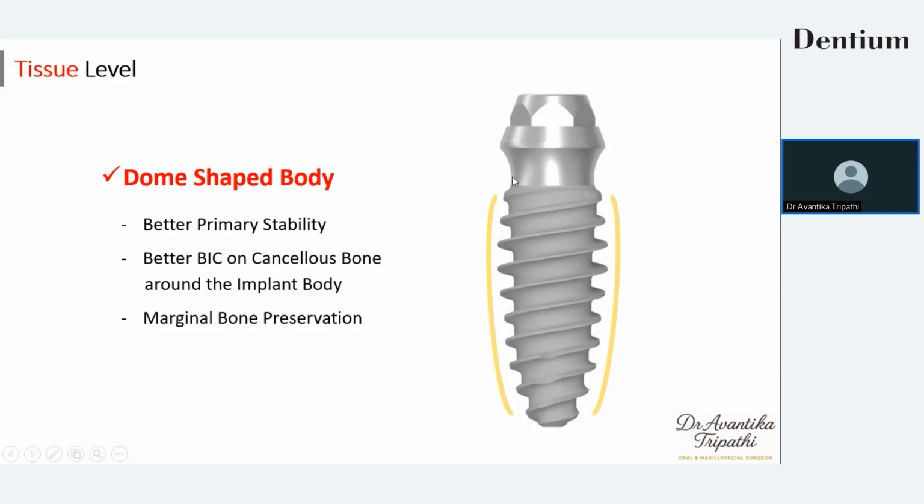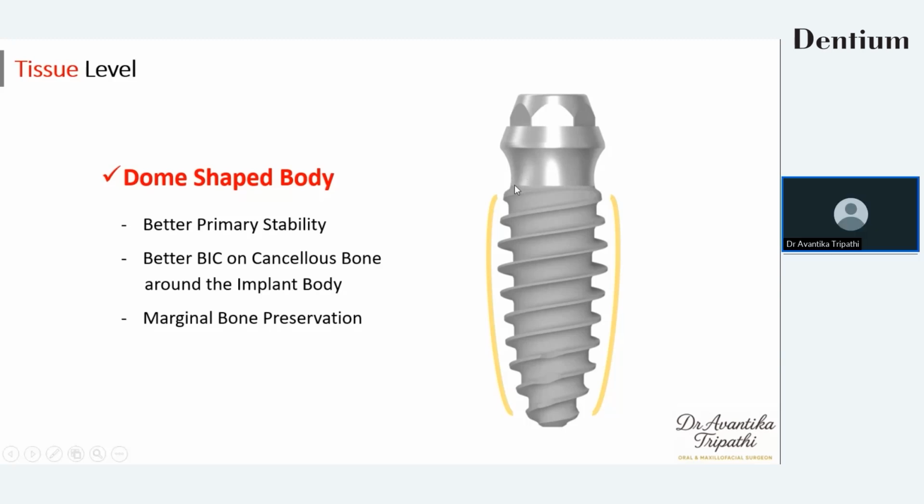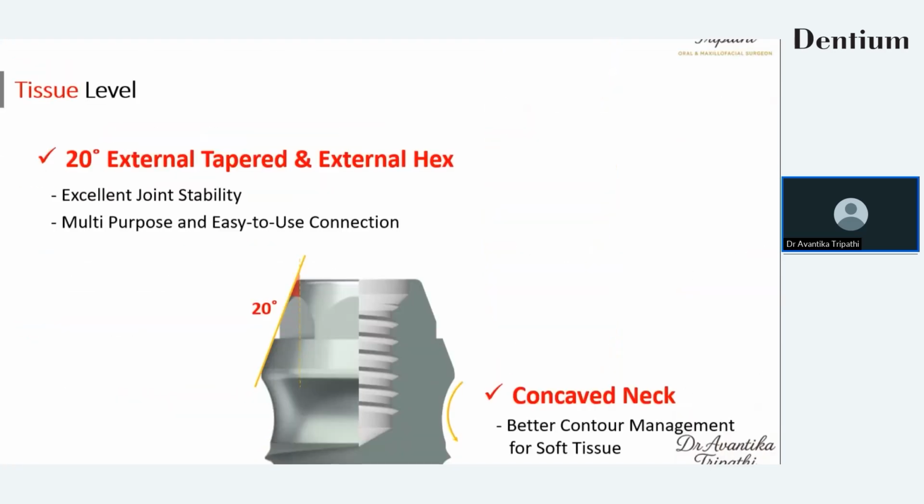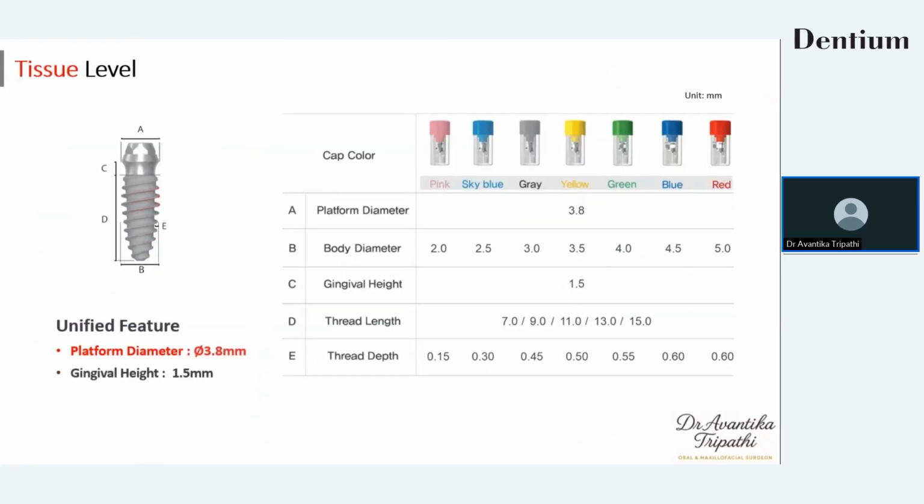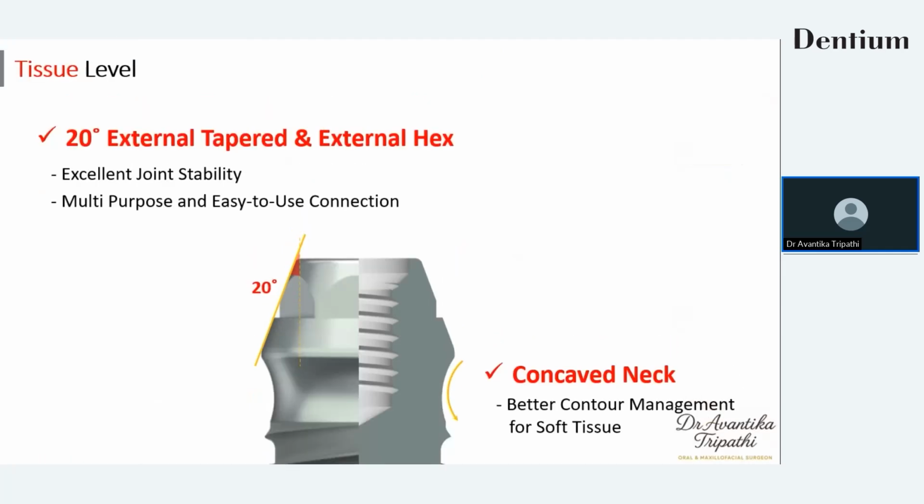In the top surface, there is a thinner portion which allows for the marginal bone preservation. So it is going to provide better primary stability. The threads are again more aggressive on the Bright tissue level implant as well. The connection is a 20-degree external tapered connection. Like a bottle cap, the abutments and all the prosthetic components are going to screw over it.